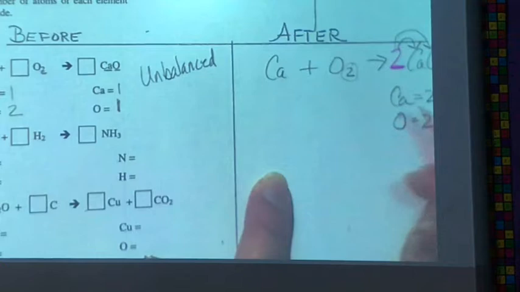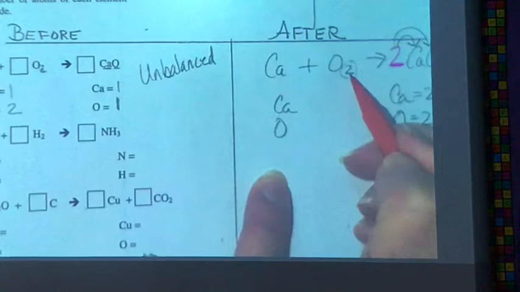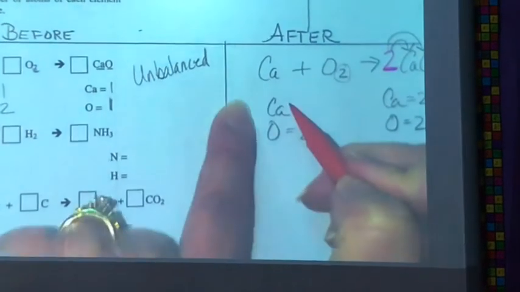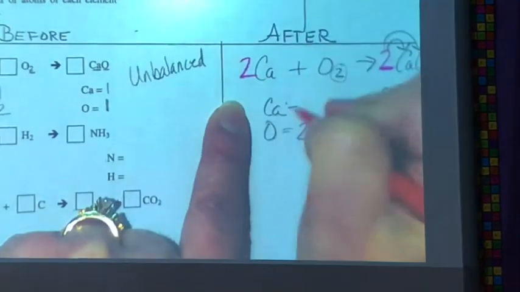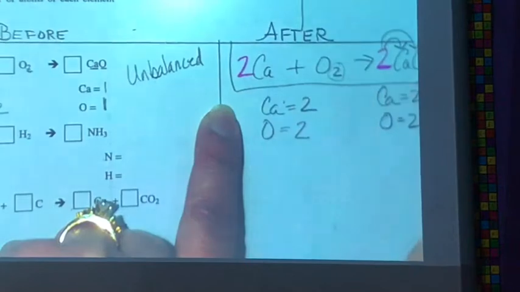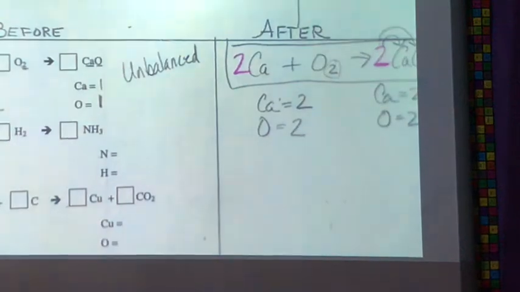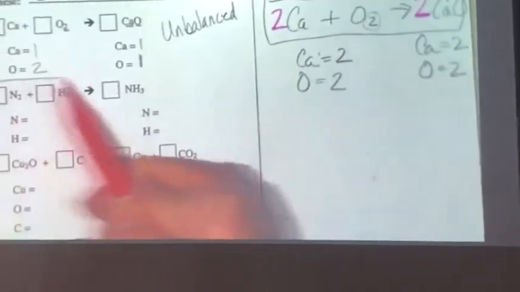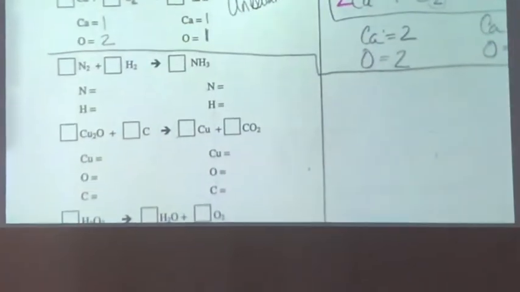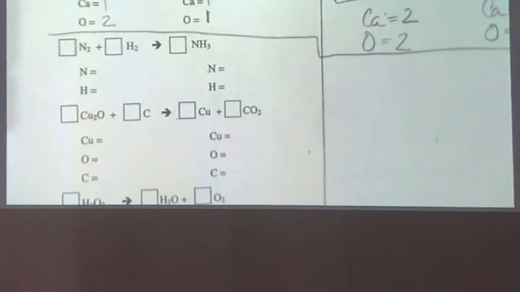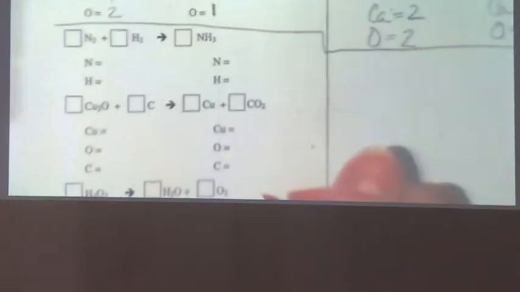Okay? So now we've got to think about how can we get 2 calciums and 2 oxygens on this side. We've got 2 oxygens. How are we going to get 2 calciums? 2 in front of the calcium, 2 calciums. We now have a balanced equation. All right? Is it making sense? Yes, no, maybe so? All right, let's take a look at the next one. Take a couple minutes, pause the video, and try and do the next 3 on your own, and then we'll come right back to it and we'll try to do them together.